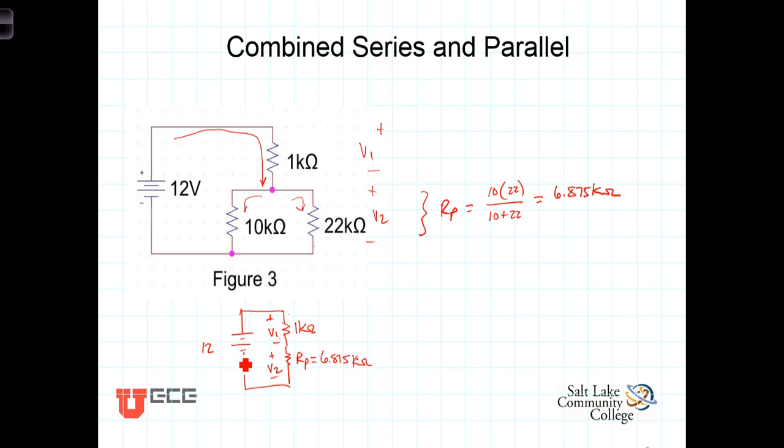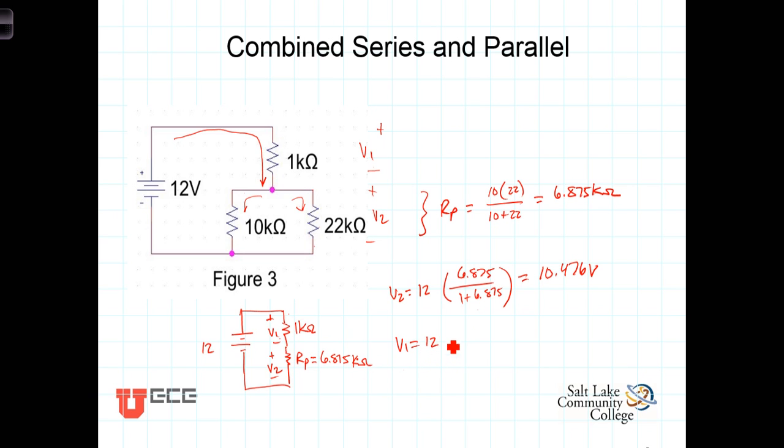This is a 12-volt source. We then know that V2, the voltage across here, is going to equal 12 times the equivalent resistance of 6.875 divided by 1 plus 6.875, and that turns out to equal 10.476 volts.